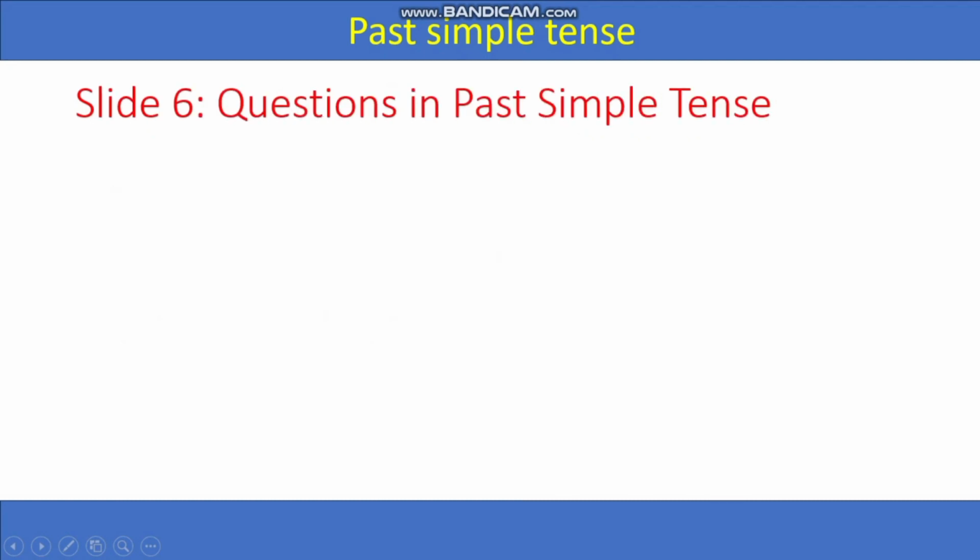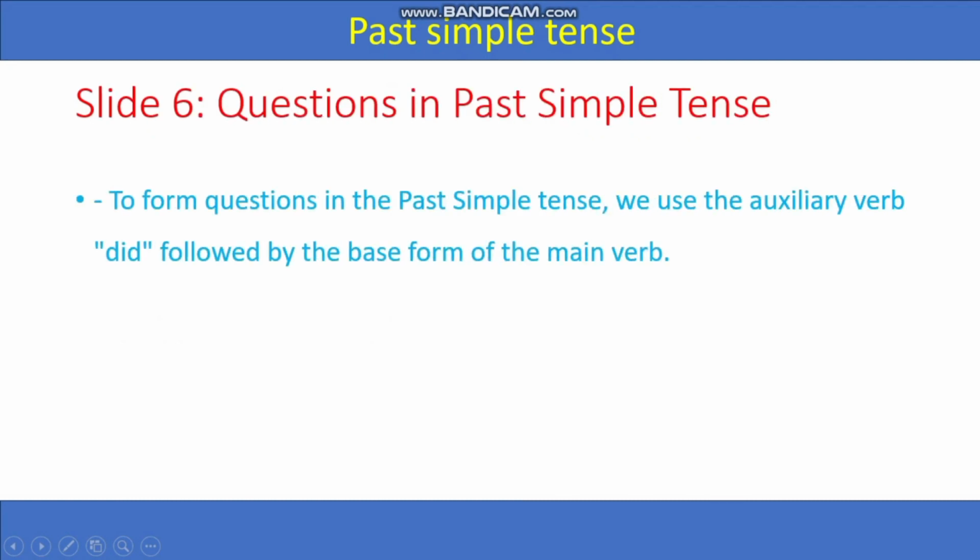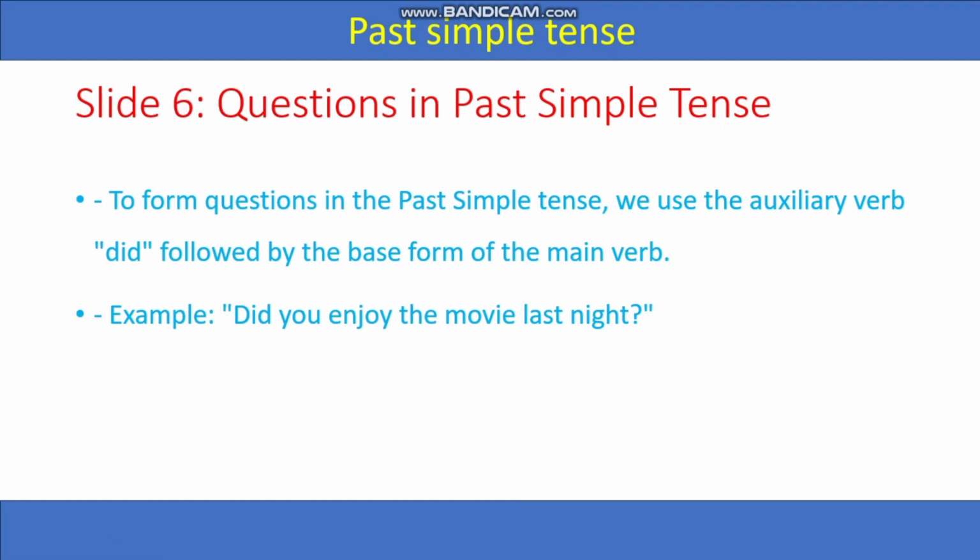Questions in past tense, this is interrogative, right? To form questions in the past simple tense, we use the auxiliary verb did followed by the base form of the verb. We will see the example. Did you enjoy the movie last night? Did, after that the subject, then the verb, then the object, then any modifier you can add. Okay.